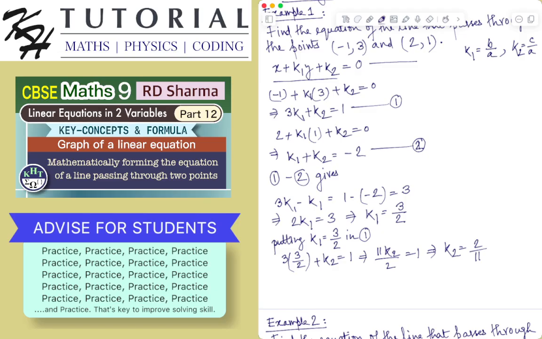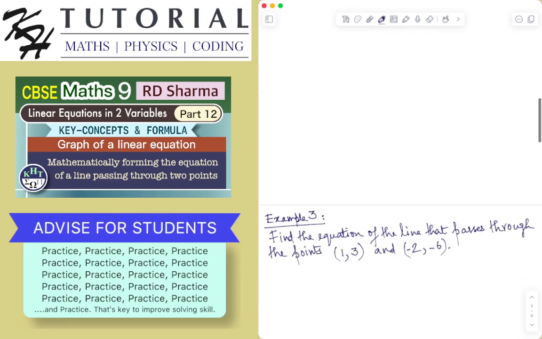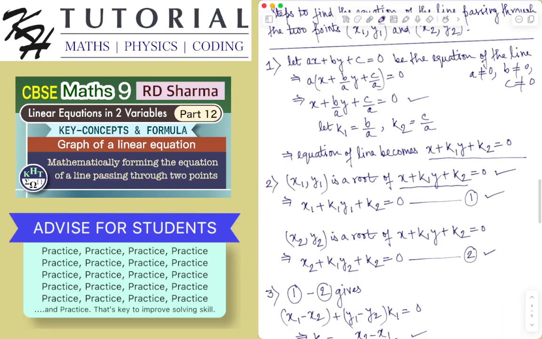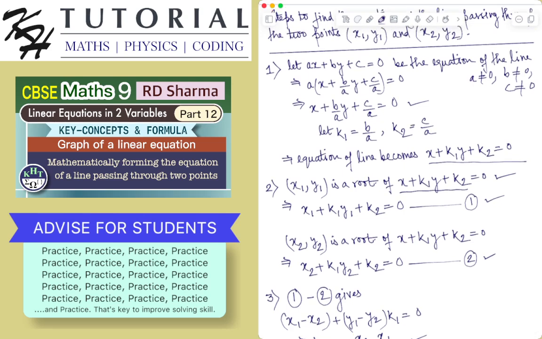No, I did something wrong. The denominator of both k1 and k2 should be the same, as k1 is b by a and k2 is c by a. The denominator of both k1 and k2 will actually be the value of a. Let me see if I have done anything wrong or not. What was the transformed equation? Let me check that once again. The transformed equation was x plus k1 y plus k2 equals 0.